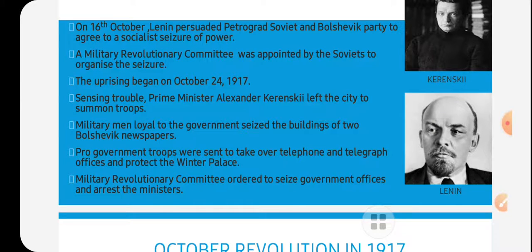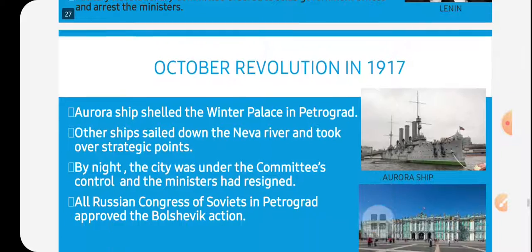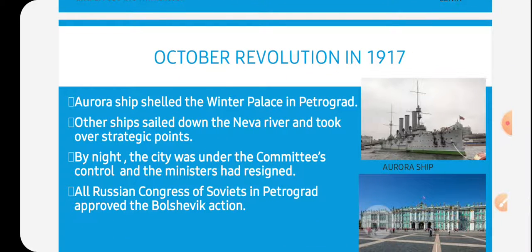Sensing trouble, Prime Minister Kerensky left the city, summoned the troops, and military men loyal to the government seized the building of the Bolshevik newspaper. Another thing that happened was that the Aurora ship sailed to the Winter Palace in Petrograd. Late in the day, the ship and other vessels sailed down the Neva and took over various military points. And by nightfall, what happened? The city was under the committee's control and the ministers had surrendered.